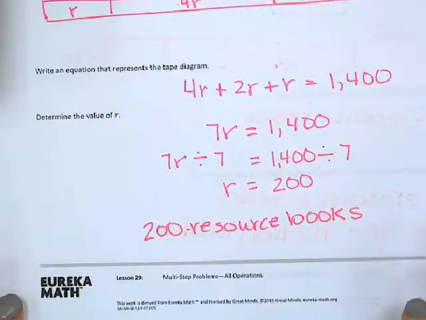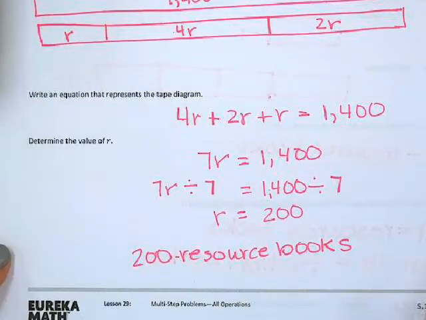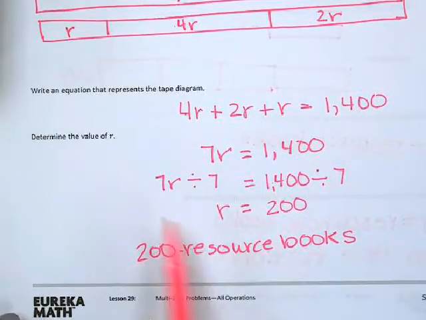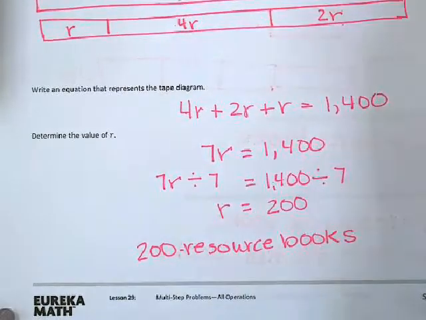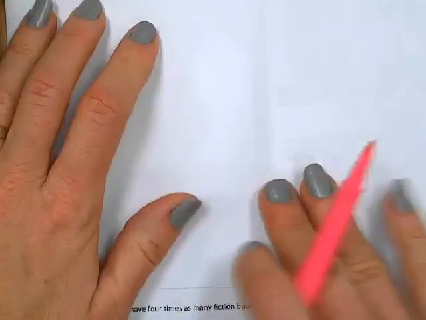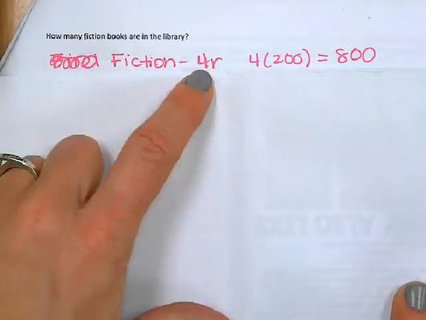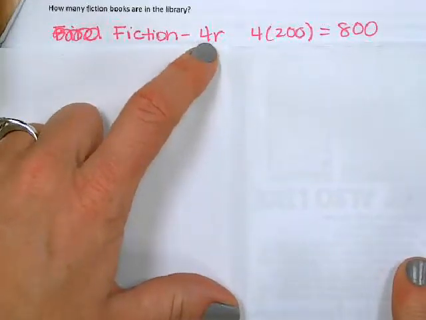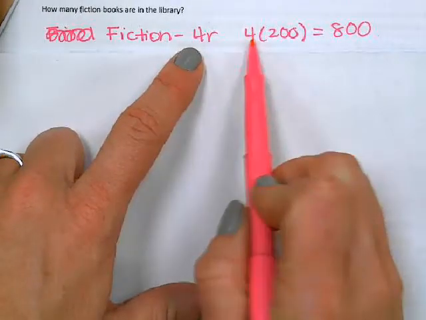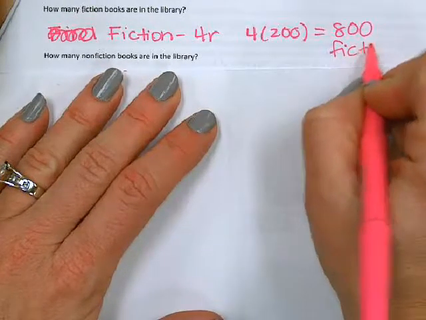So once I know that, I can look back at my tape diagram or look at the variables that I used in my algebraic equation, and I can find how many fiction books and how many nonfiction books. So again, that R means 200 resource books. So if we look at the next part of our lesson, it says how many fiction books are in the library. Well, I know that fiction is 4R, and I now know that my R is 200. We're replacing that variable with 200. And 4 times 200 is 800. So there are 800 fiction books in the library.